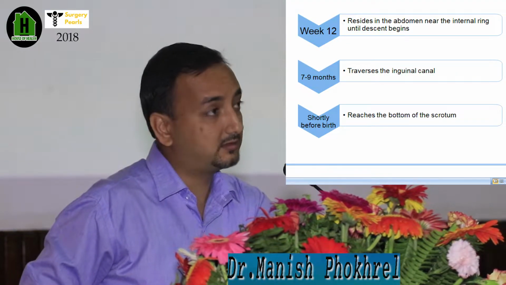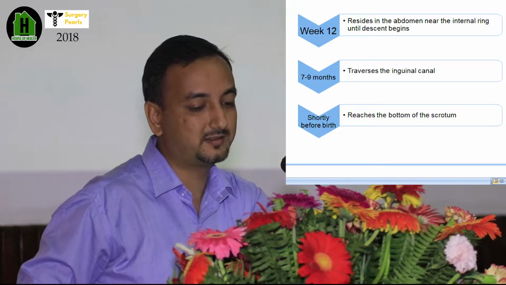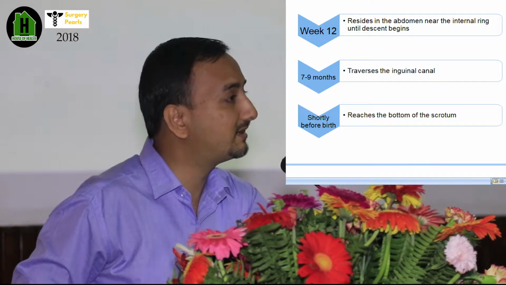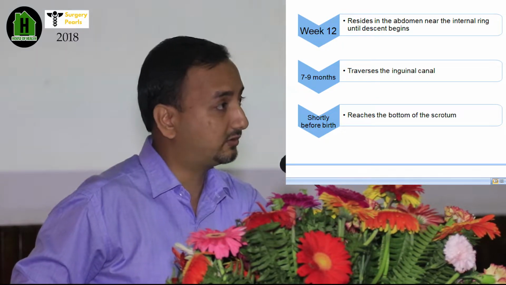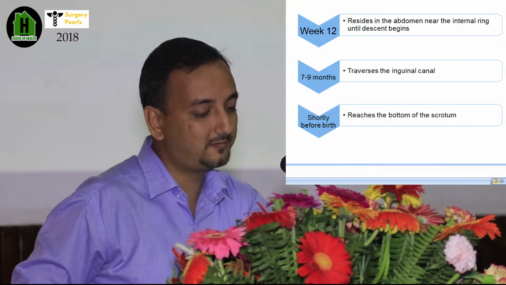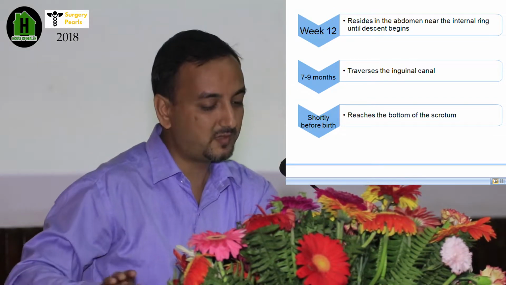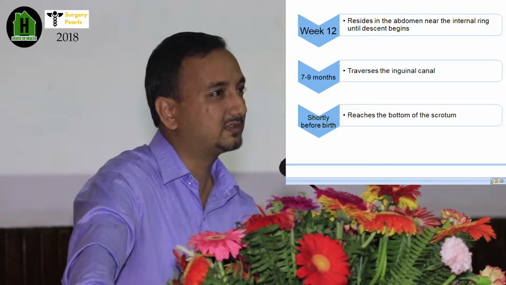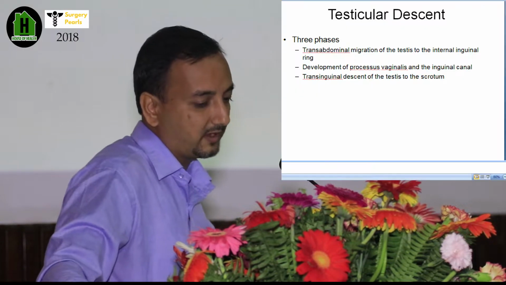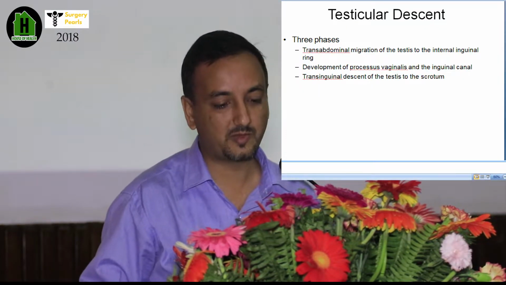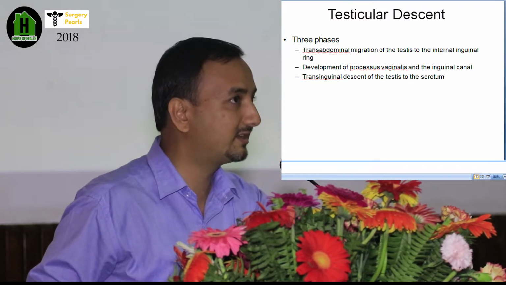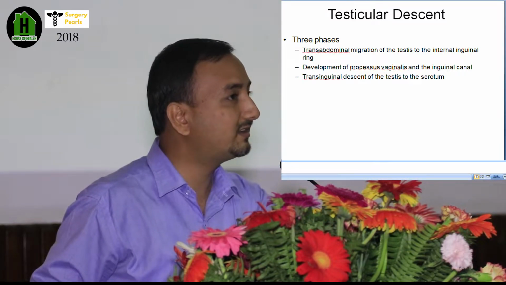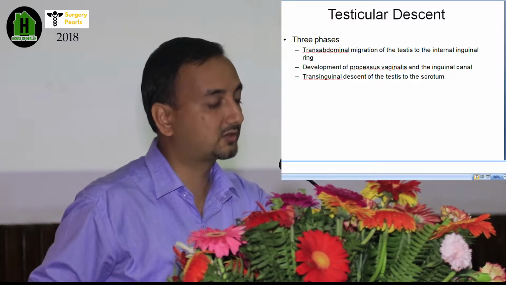By week 12, the testis, now differentiated, resides in the abdomen near the internal ring until the descent begins. The descent begins at about 7 to 9 months. Through the 7 to 9 months, it traverses the inguinal canal and reaches the bottom of the scrotum, sometimes shortly before birth and in some babies shortly after birth. So the testicular descent will have 3 phases. First is the transabdominal migration of the testis to the internal ring, then the development of the processus vaginalis and the inguinal canal, and then the transinguinal descent through the inguinal canal into the scrotum.